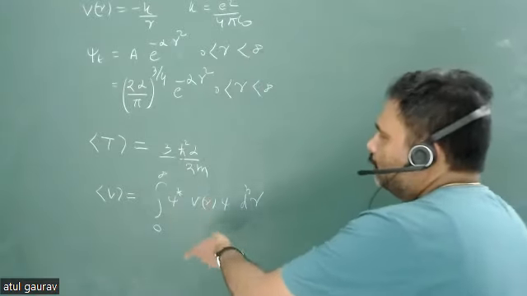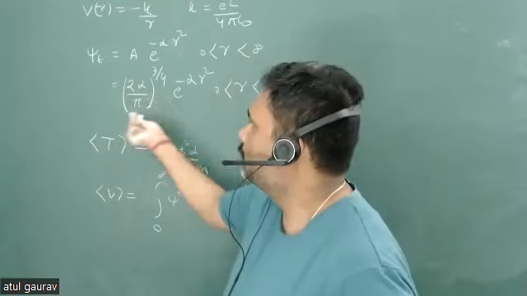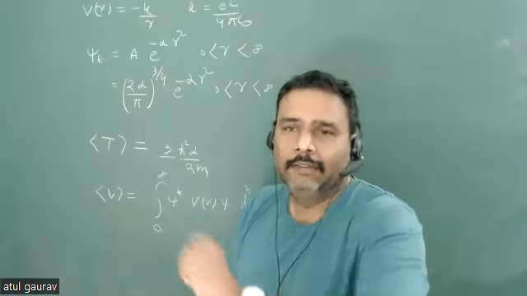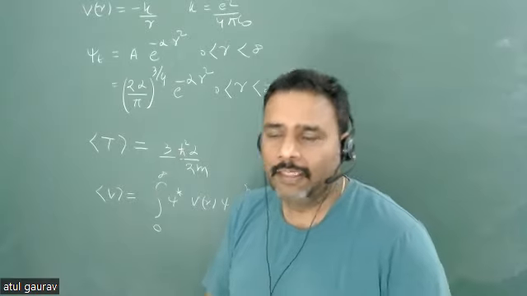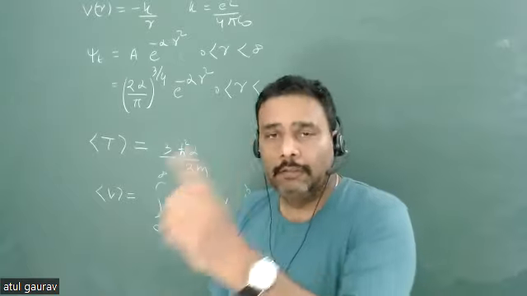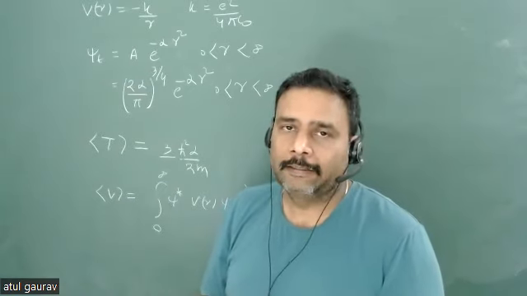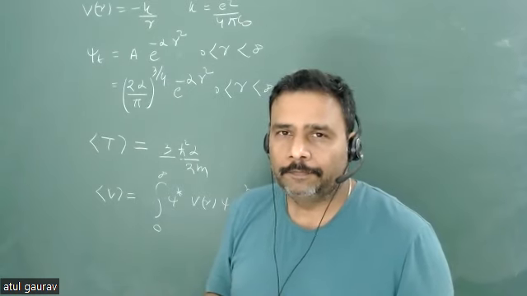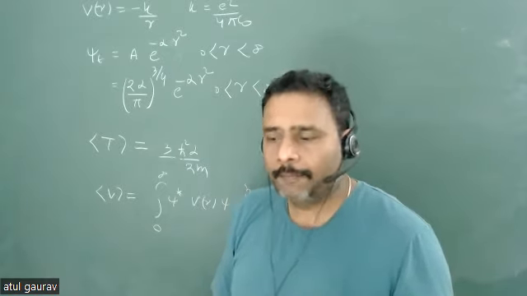When you go for d cube r, then sin theta d theta will also be part of the integration. Then you will get this one. Are you getting my point? Because x is going from minus infinity to plus infinity, y is going from minus infinity to plus infinity, z is also going from minus infinity to plus infinity. What is the meaning of that? The meaning is r is going 0 to infinity, theta is going 0 to pi, and phi is going 0 to 2 pi. So you have to go for the full integration. Is everybody clear here? Yes sir.